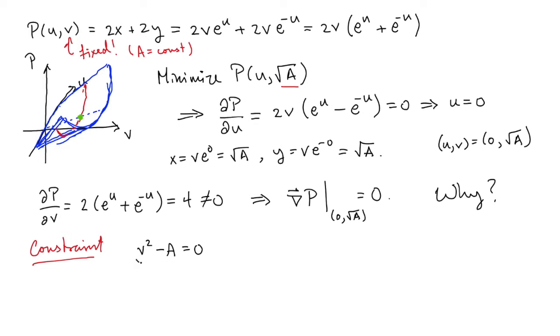Let's call this thing g of u and v. There's no u, so the u dependence is trivial. It just depends on v. We're going to call it g of u and v. So we have this extra constraint that looks like, in fact, it is exactly a holonomic and scleronomic constraint.